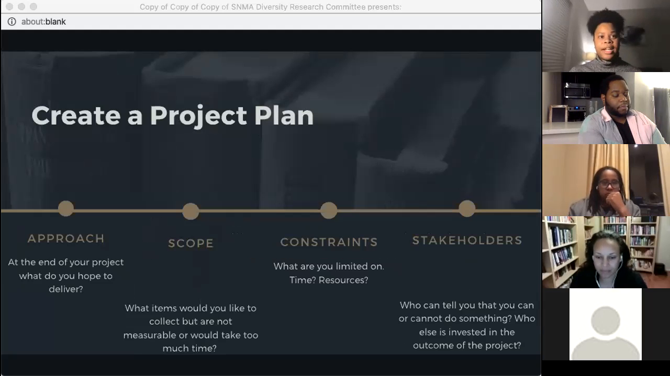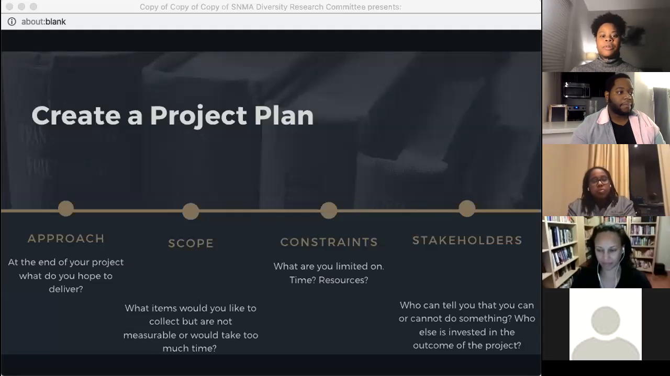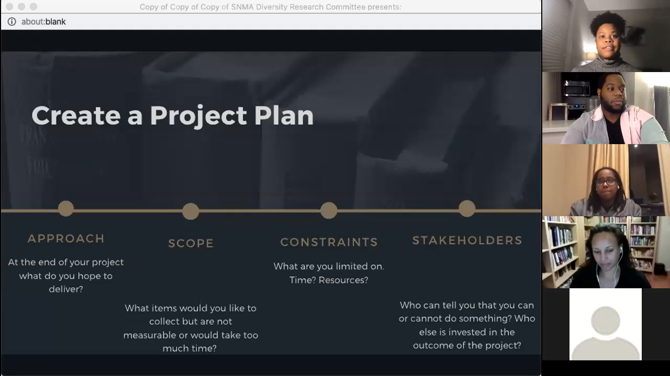So, creating a project plan. There are four things that I certainly think about when I'm creating a project plan. The first thing is: what's my approach? At the end of the project, what do I really want to deliver? What do I really want to get accomplished? I think about that at the very beginning.